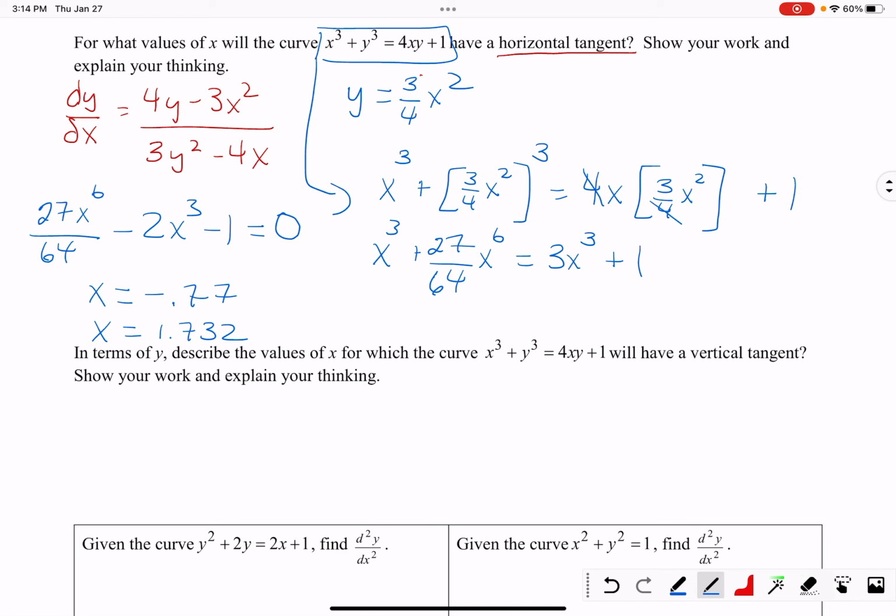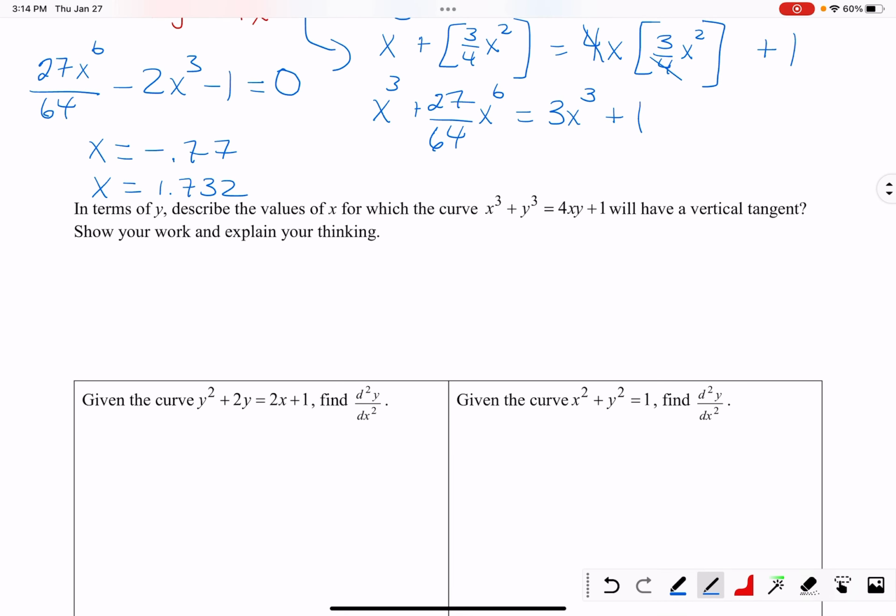Cover this stuff up and try to do it on your own. Go through those steps. Try to make those connections. The second one isn't as intense just because of the way I wrote it.